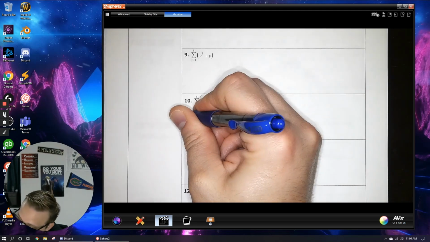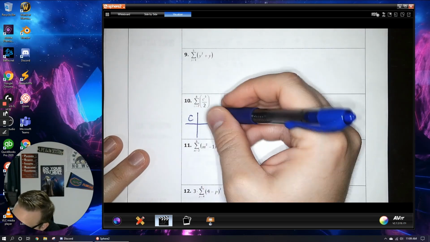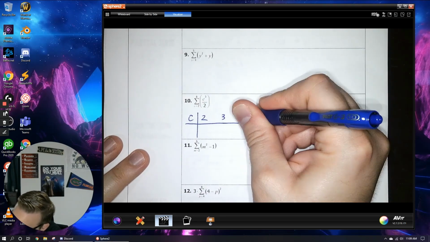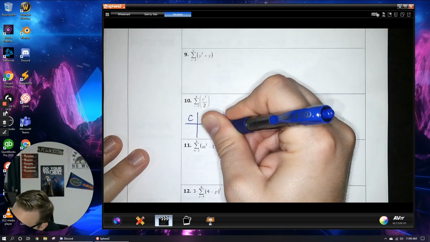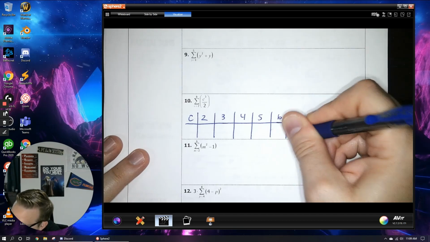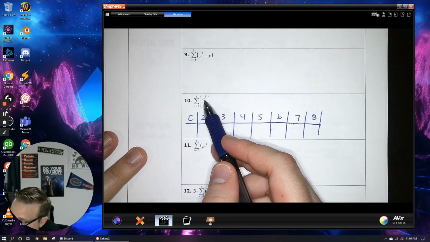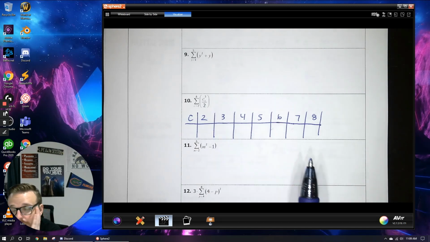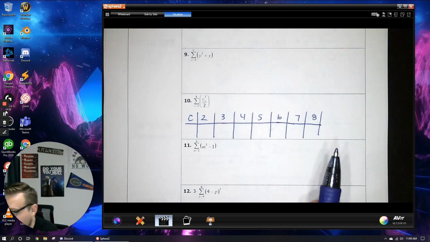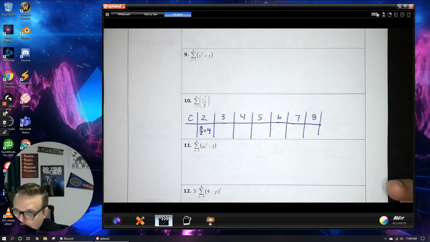Let's make a table. Instead of n, I'm going to put c. And c starts at 2, 3, 4, 5, 6, 7, 8. Those are all of my term numbers. Now I need to calculate what the values are of those terms. So when c is 2, we plug that in. 2 gets cubed, and then you divide it by 2. 2 cubed gives us 8, and 8 divided by 2 is 4. The value for the second term is 4.